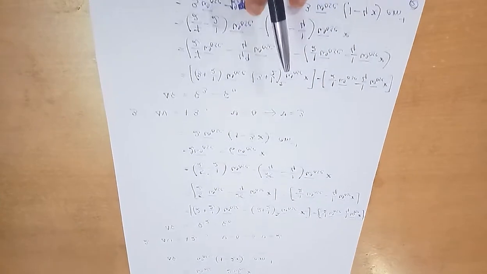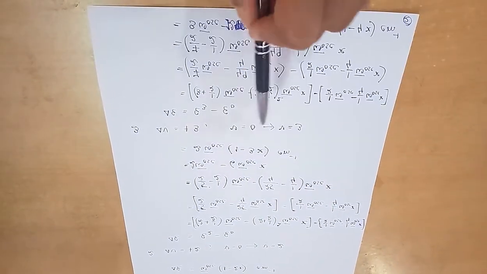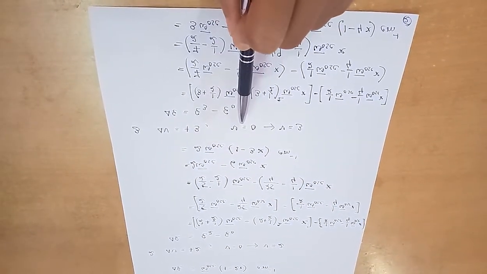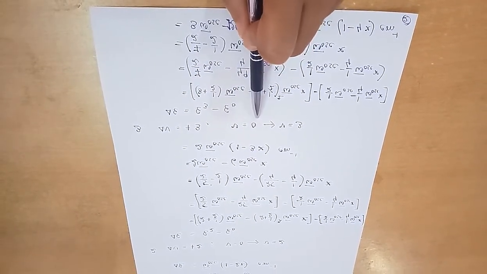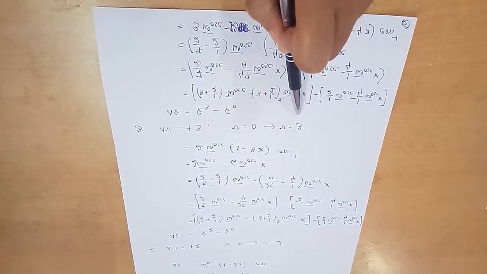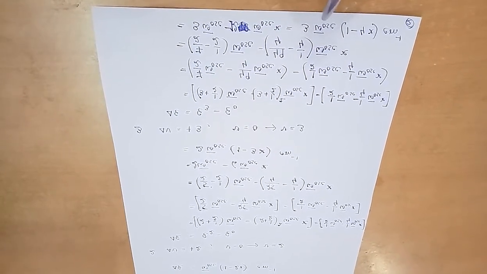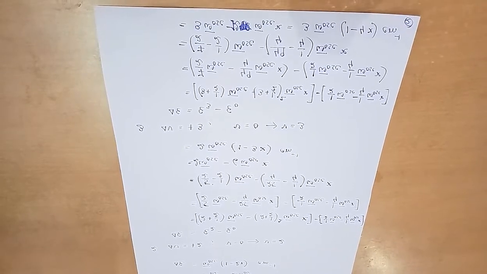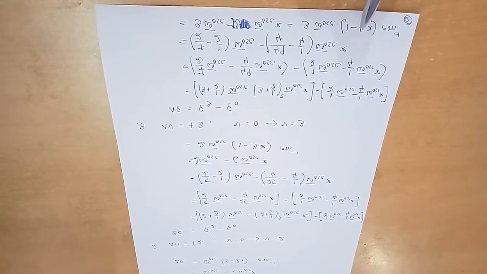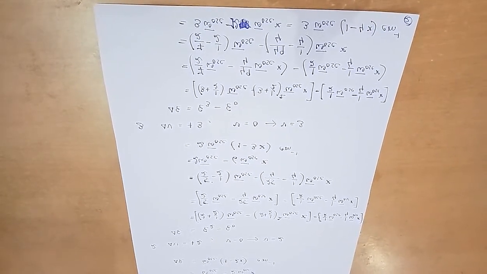Now in the third case, we obtain the energy difference for 0 to 3 level transition as thrice omega bar oscillation into 1 minus 4x centimeter inverse. So this is for second overtone.